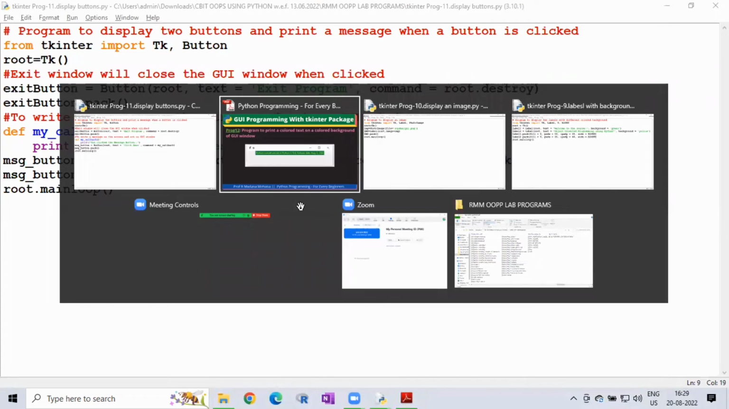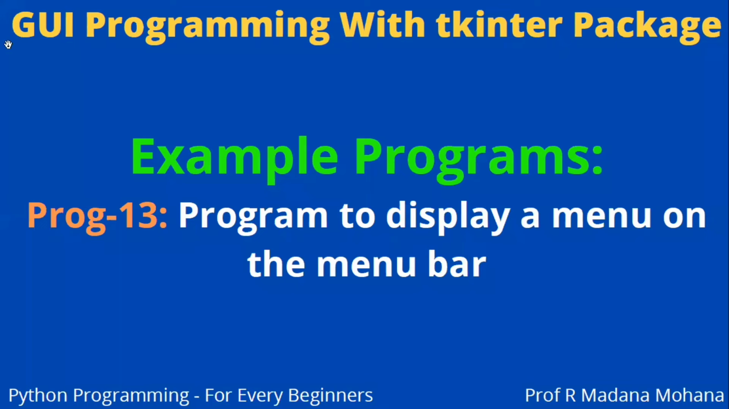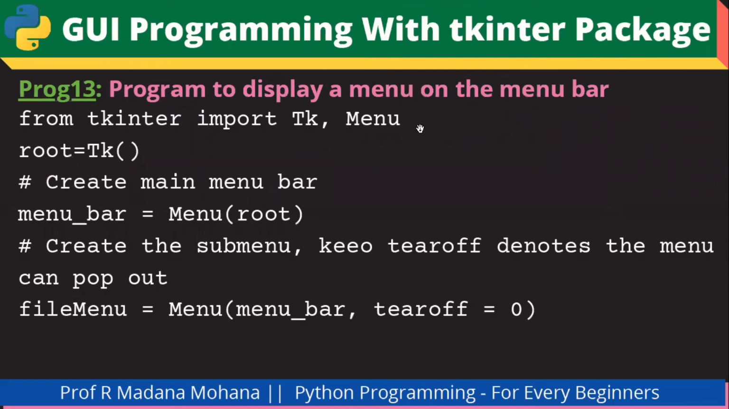Now let us see the next program. The next program is to display a menu on the menu bar. Now till now we have created buttons, labels, etc. with colors, displaying images. Then how to create a menu bar, and in that menu bar, submenus. For this there is one class in the tkinter package, Menu. From tkinter import Tk, Menu. Here root equal to Tk.